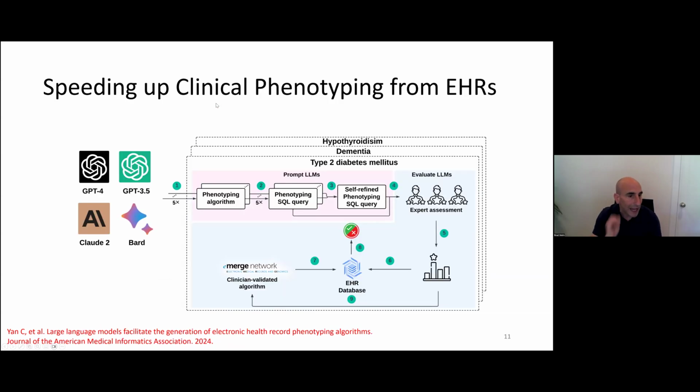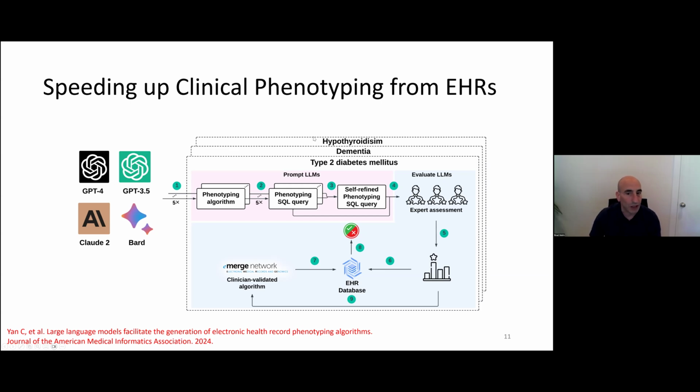We then said, okay, well, if you can do that, could you do clinical phenotyping from electronic medical records? And so what exactly does that mean? We're interested in looking for individuals who have type 2 diabetes, or in this situation, dementia or hypothyroidism, just very different types of disorders. So we were trying to get pretty good coverage on the different types of things that an individual could be diagnosed with. And we were asking these LLMs, we were looking at GPT and Claude and Bard, could you define the set of criteria that would tell us whether or not an individual hits on one of these phenotypes?